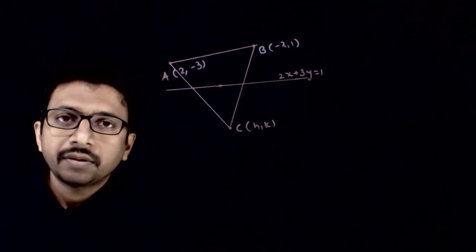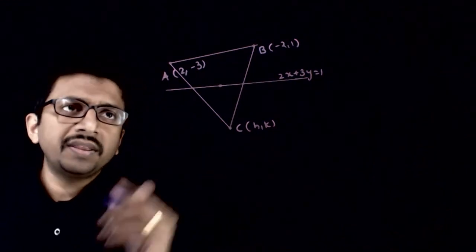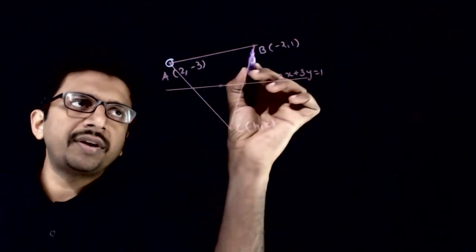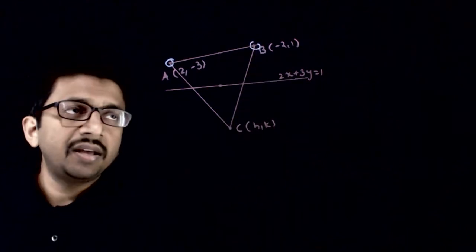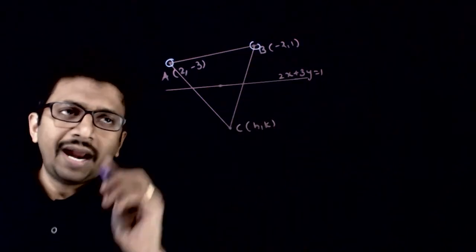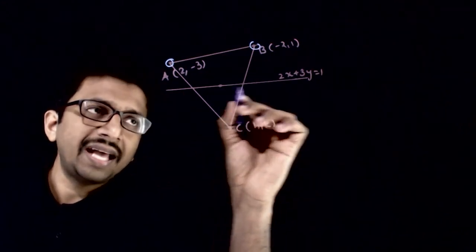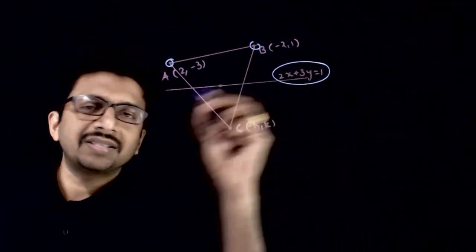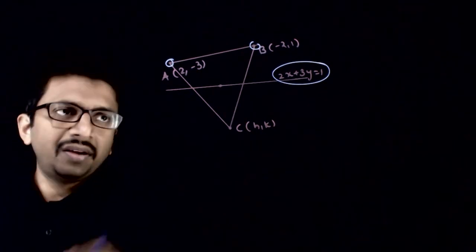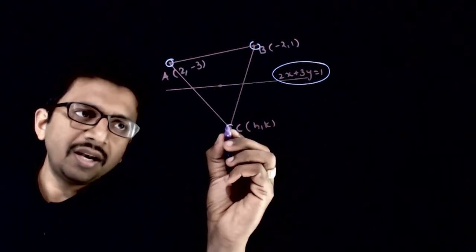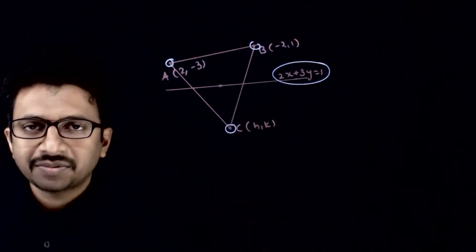So welcome students. In this question, you're given that you have two vertices of a triangle, (2, -3) and (-2, 1), and the centroid of this triangle lies on the line 2x + 3y = 1. If that is so, what is the locus of the third vertex?